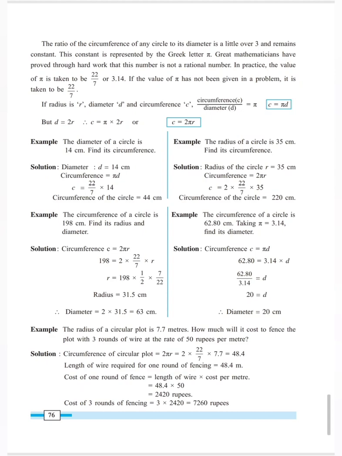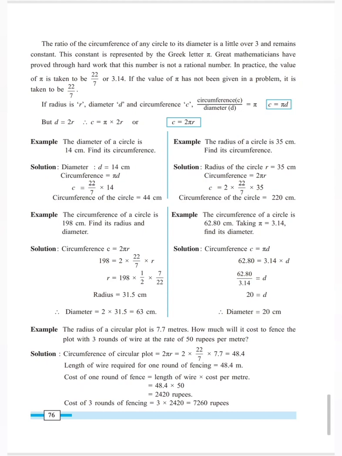Let's solve one more example below it. The radius of a circular plot is equal to 7.7 meters. Now here the example is given in meters, not in centimeters. So keep in mind. How much will it cost to fence the plot with 3 rounds of wire at the rate of 50 rupees per meter?